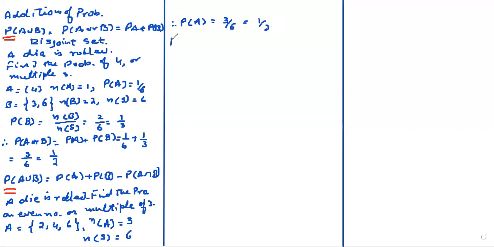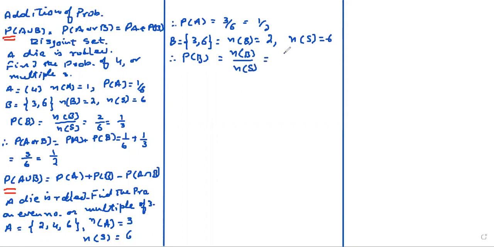Now B. So B event equals multiple of 3. It is 3 and 6. Right? So n(B) equals 2, and n(S) is obviously 6. So therefore, probability of B equals n(B) divided by n(S), equals 2 over 6, which equals 1 over 3.